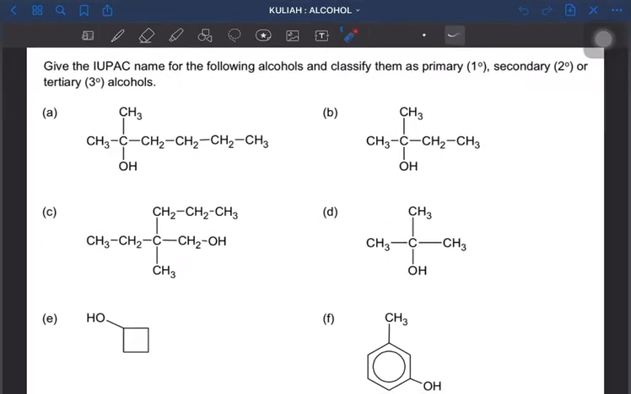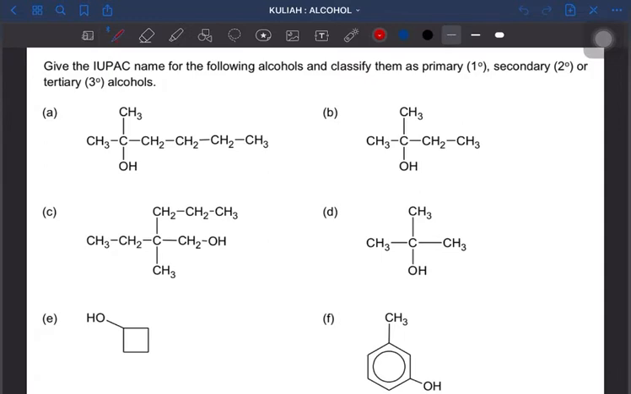Okay, now let's look into the question here. We have this tutorial question, so we can discuss this question for alcohol. It says, give the IUPAC name for the following alcohols and classify them as primary, secondary or tertiary alcohol. So first we've got to name this alcohol.